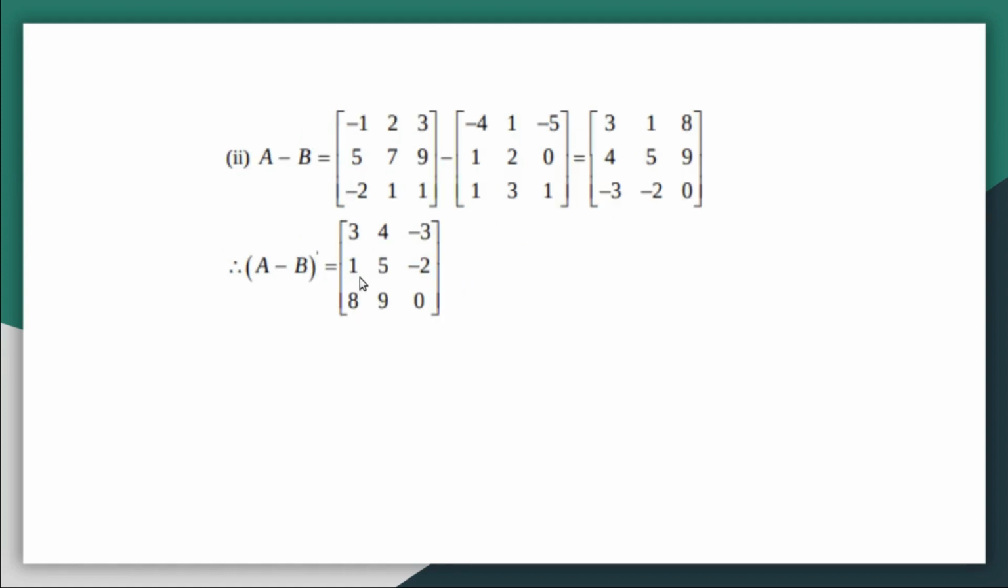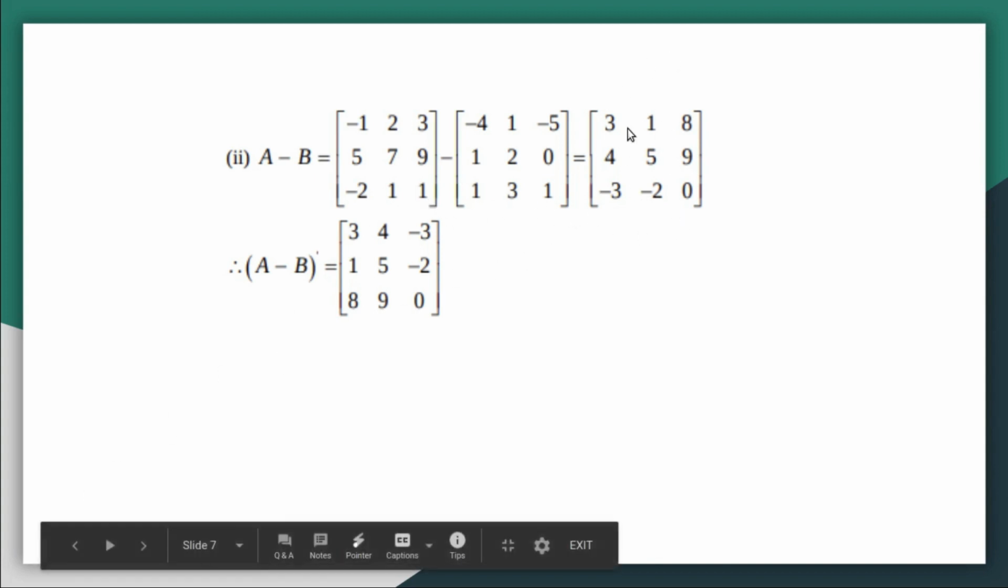Now second one, first find A minus B, matrix A minus matrix B. Minus 1 minus minus 4, that is minus 1 plus 4, which is 3. 2 minus 1 is 1. 3 minus minus 5, that is 3 plus 5, 8. 5 minus 1 is 4. 7 minus 2 is 5. 9 minus 0 is 9. Then minus 2 minus 1 is minus 3. Minus 2 minus 1 is minus 3, minus 2. 1 minus 1 is 0. This is A minus B.